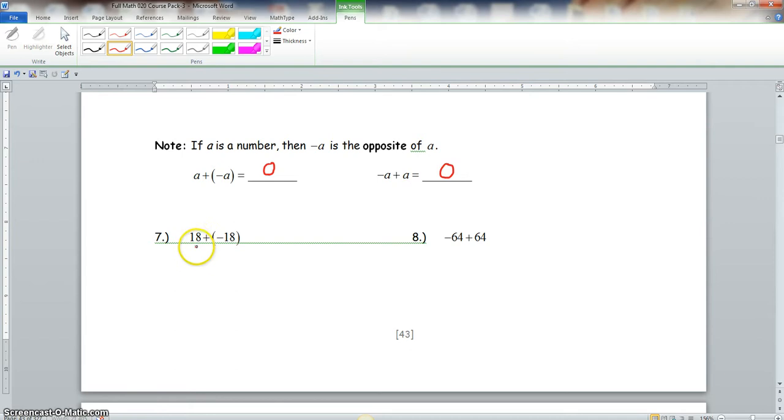Now we come down here to number 7. 18 plus its opposite, 18 plus negative 18 is 0. And number 8, negative 64 plus 64 is also 0.